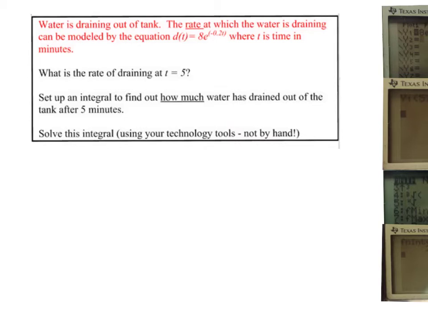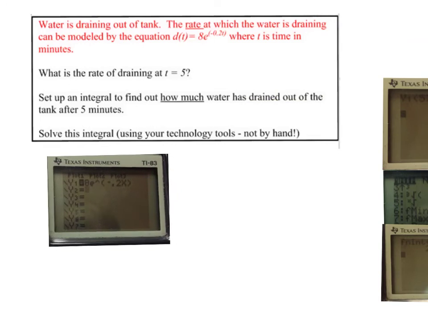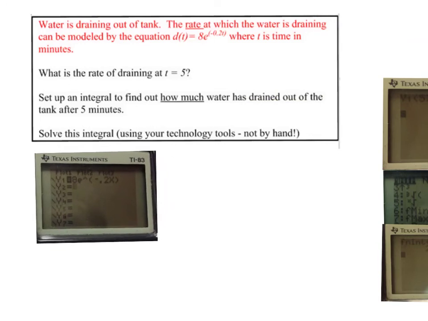This first thing says, what is the rate of draining? Well, we have that. We have an equation that tells us the rate. So all we need to do is plug in 5 to the equation. Now, I've got a couple things here. You see this first little picture. I would always recommend putting an equation, especially one that looks a little bit ugly like this, in my y1, and the reason for that is then you only have to type it in once. You don't run the risk of making a mistake.